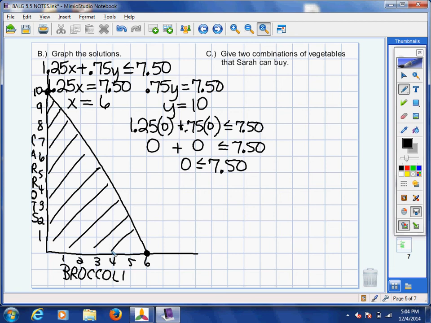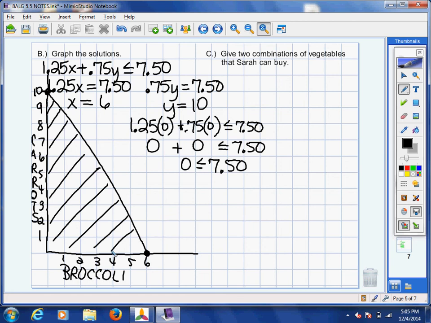I hope it looks as good on your paper as it does on mine, except for my little unstraight line that looks like it has a hump in it. Okay. Now letter C, this is the final part of the question. They ask us to write the inequality that described the situation, then we graphed it. Now give 2 combinations of vegetables that Sarah can buy.